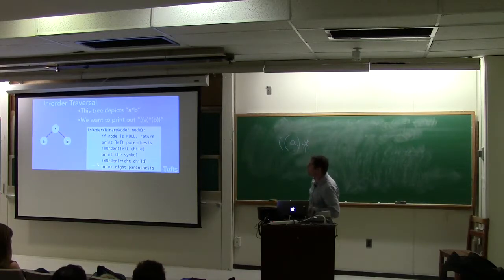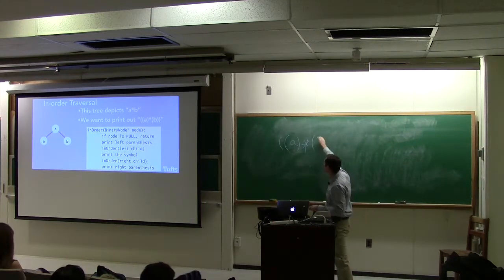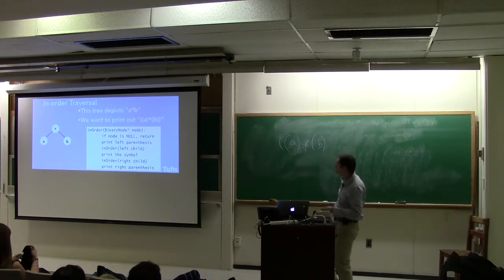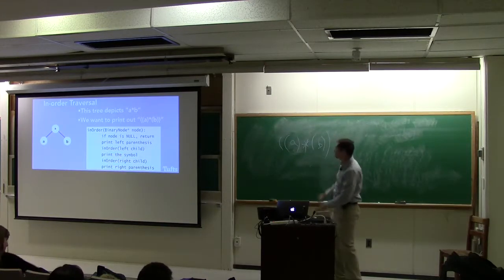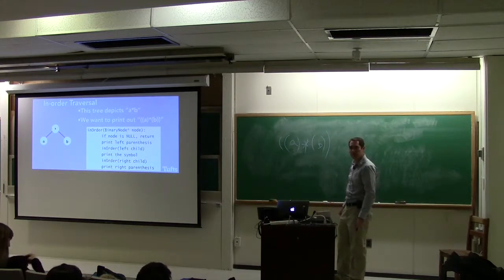Hurrah. And then we do in order right, which is B. So B goes in. It's not null. Print the left parentheses. Print B, because we can't go left, can't go right. And then print the right parentheses. And then return to the asterisk, which just printed its right, so it prints the right parentheses. See how that works? Pretty straightforward.